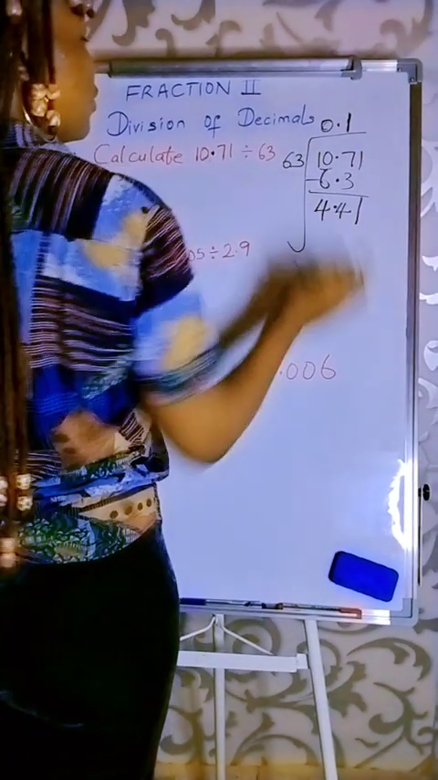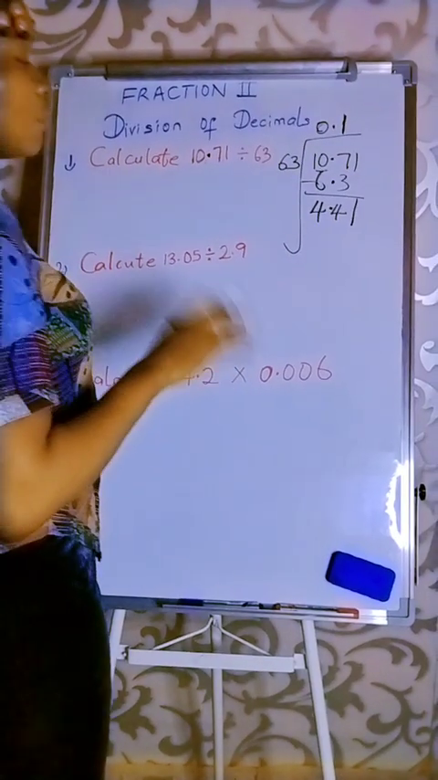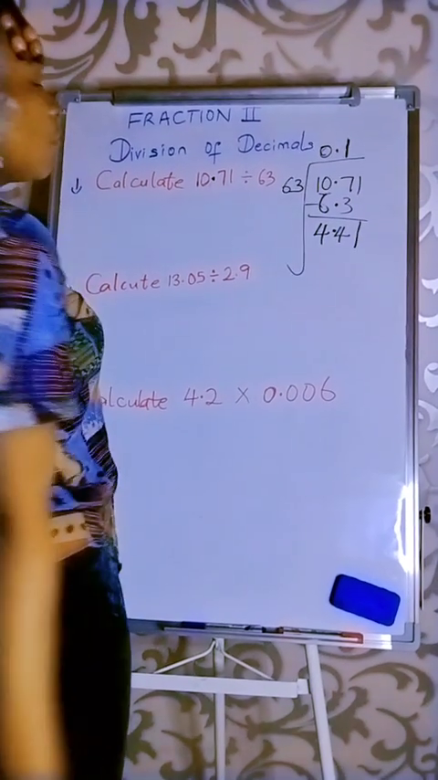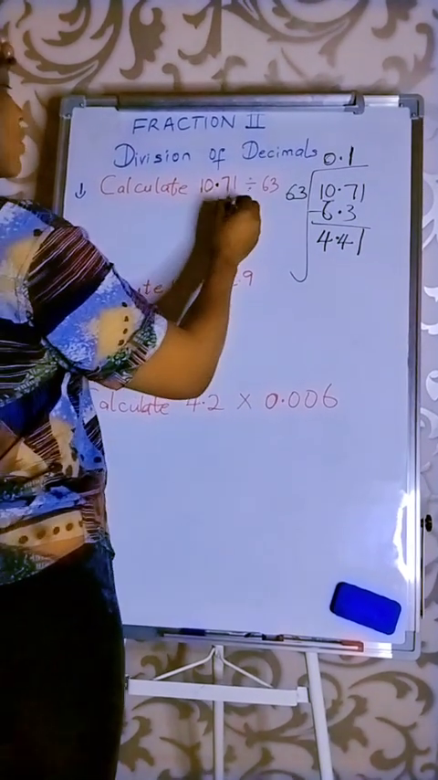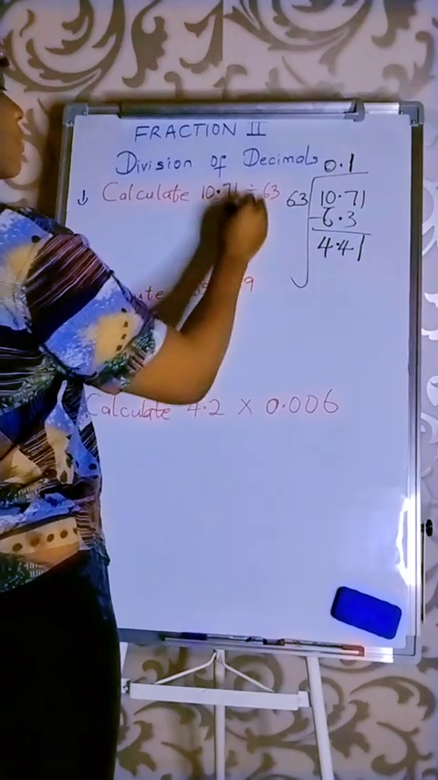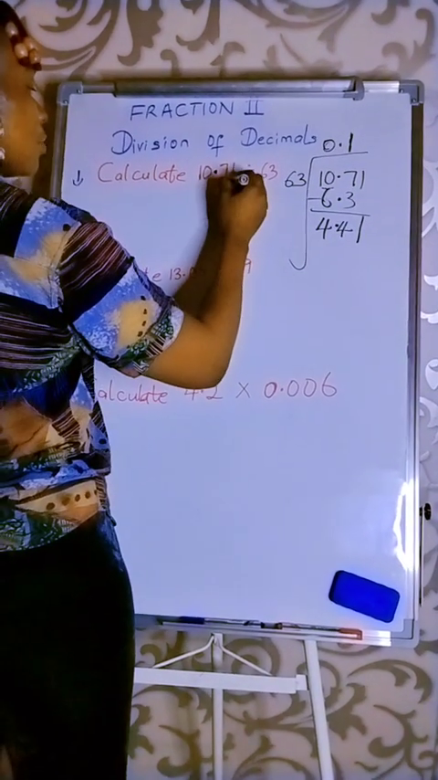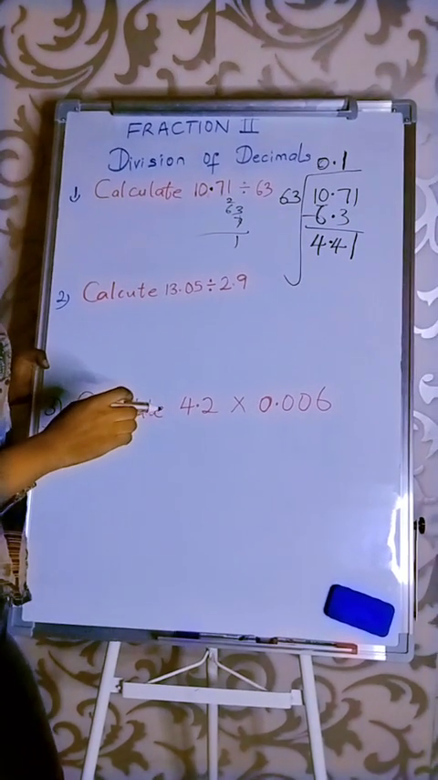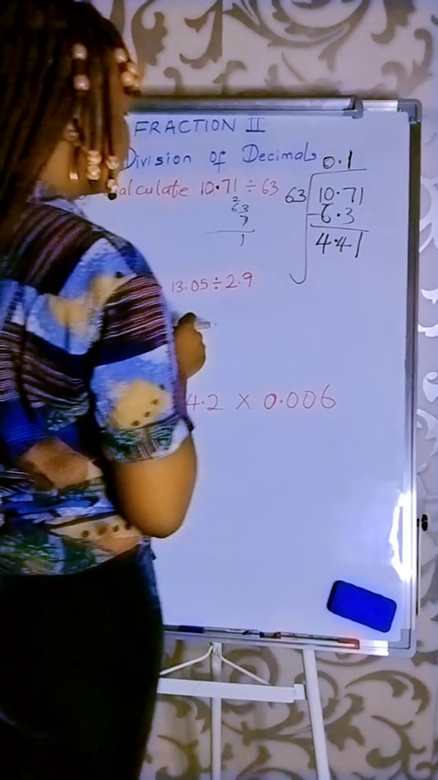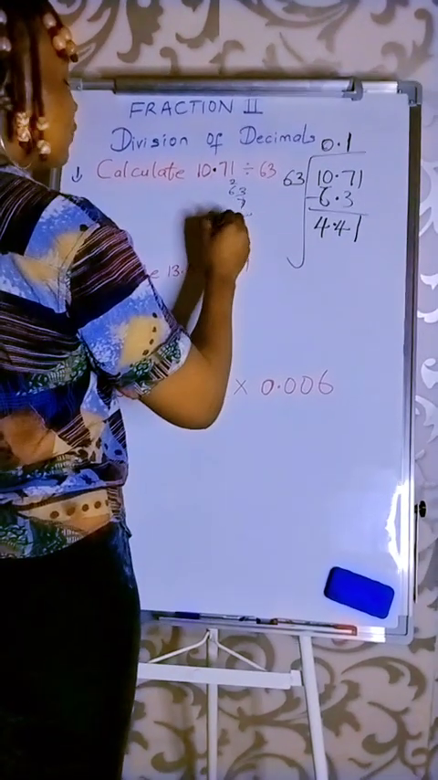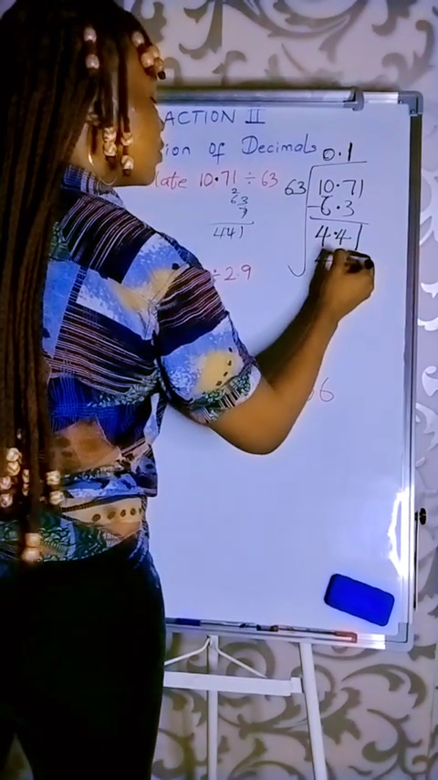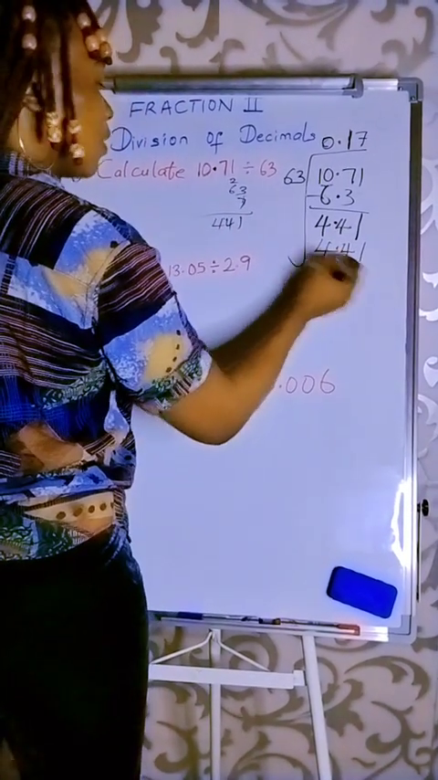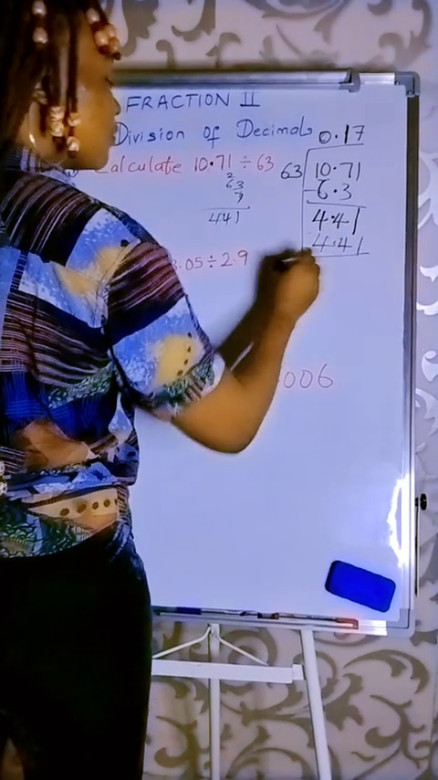So now we have 4.41. 4.41 divided by 63, that is 441 divided by 63. Let's try out 7. 7 times 3 is what? 21. You write 1, carry 2. 7 times 6 is 42, plus 2 is what? 44. So 441. Now 441 minus 441 is 0.